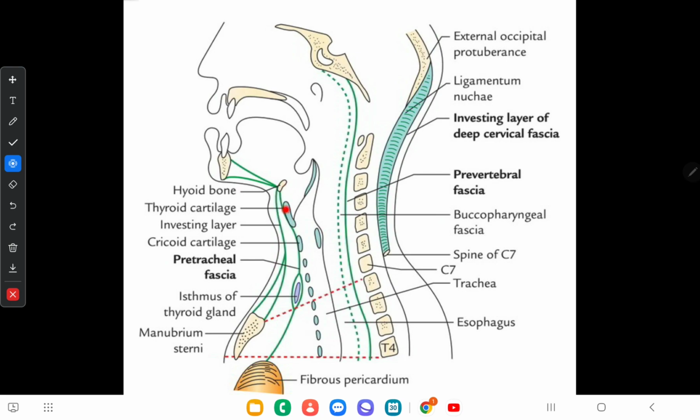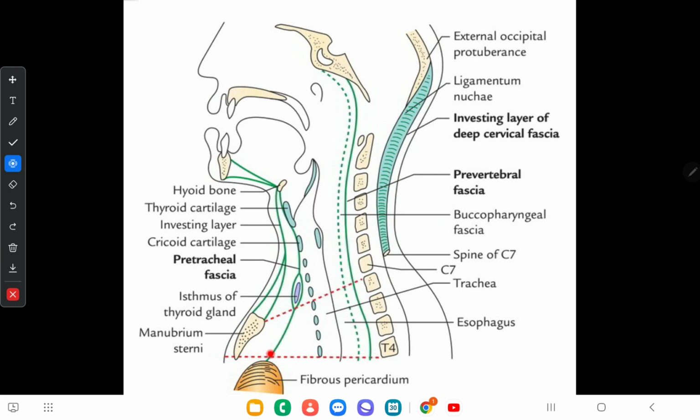This is the thyroid cartilage. So it attaches to the hyoid bone, then the oblique line of the thyroid cartilage, and then it descends downward in front of the trachea. This is the trachea. This layer descends downward in front of the trachea, and inferiorly it blends with the apex of the fibrous pericardium.